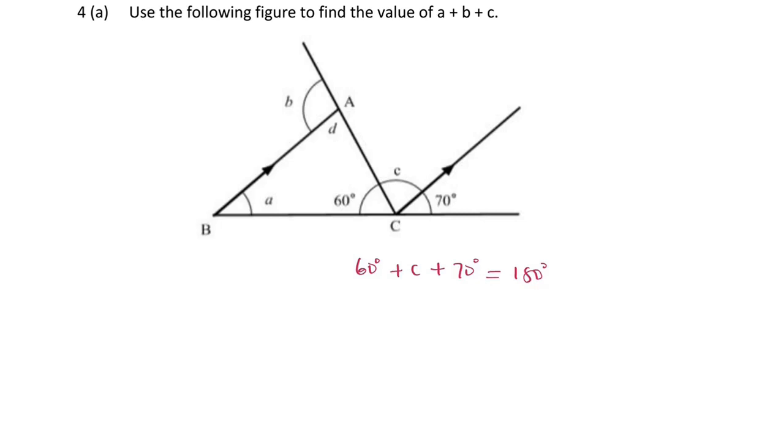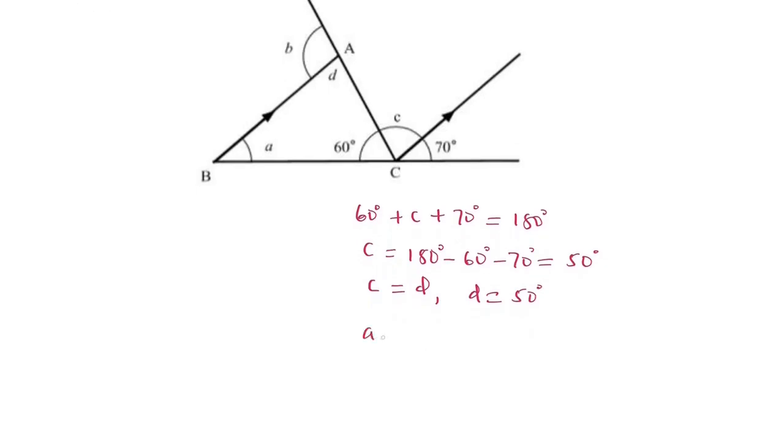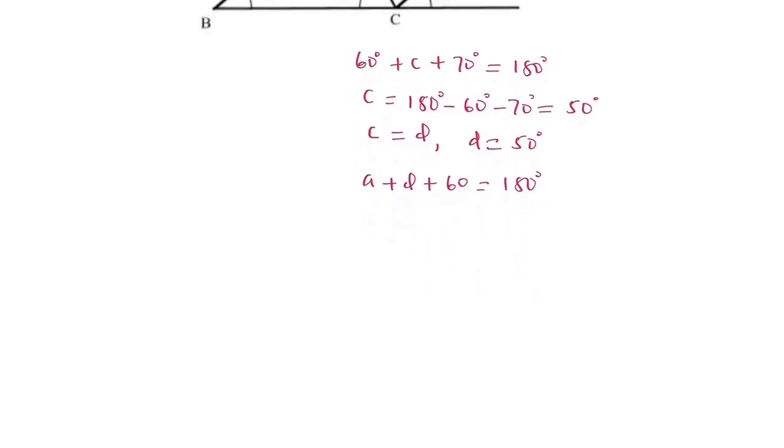Okay, so now let us collect the constant terms here. We have C equals 180 minus 60 minus 70, of which after solving this we get 50 degrees. And also from the figure we can say that angle C equals angle D, since they form alternate interior angles, so D equals 50 degrees. And also A plus D plus 60 equals 180 degrees, because they form interior angles of a triangle.